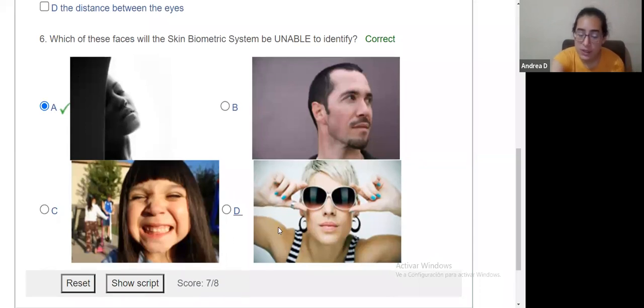I think that even though in D she has the glasses on, you still appreciate the skin. Like we said, the texture of the skin and lines on the face. So you still look at that. And the same goes for the others. The only one in which you're not really able to look at the texture of the skin is A.